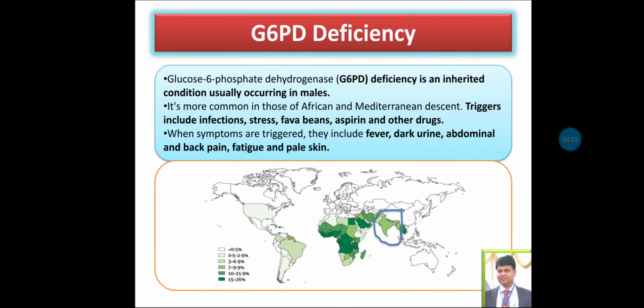G6PD deficiency is one of the inherited disorders, and usually males are the sufferers. It is very common in Africa and South Asian countries.